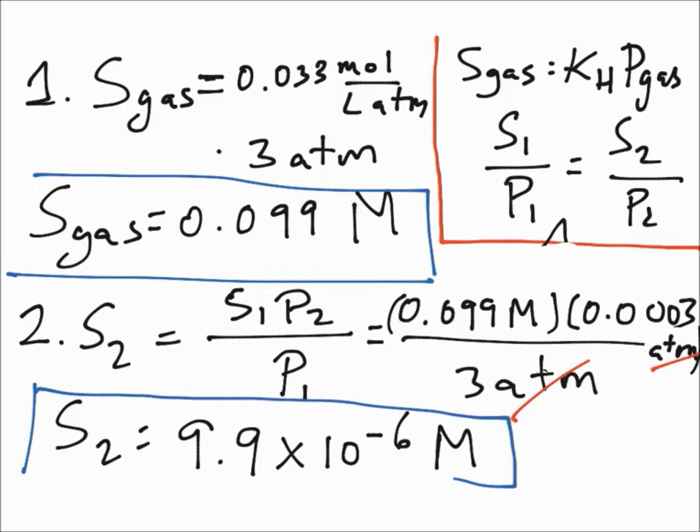So you pretty much only have to worry about these 2 equations for any Henry's law problems.